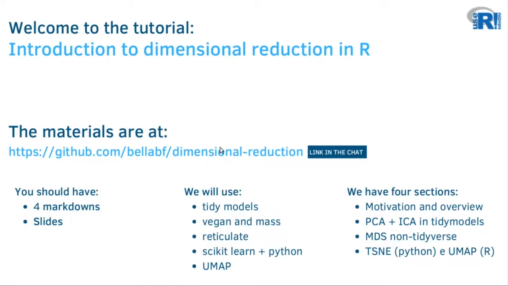Yes. Okay, good. So this is Introduction to Dimension Reduction in R. I put all the materials there, the slides are there, and they're also on the platform if you need them. We have 4 different markdowns, and today we're going to learn some tidymodels, we're going to use vegan and MASS, we're going to do some Python from R using reticulate, and we're going to do some UMAP. The tutorial is a bit longer and divided in 4 sections, so we can go through it at a reasonable pace. So don't be scared because it's a 3.5-hour tutorial.